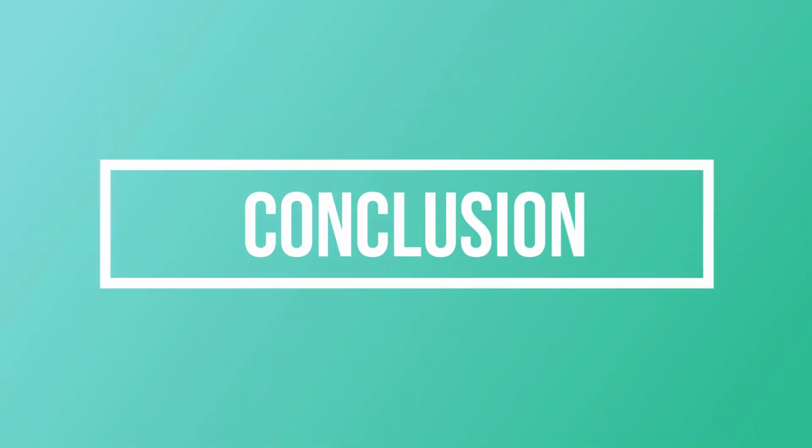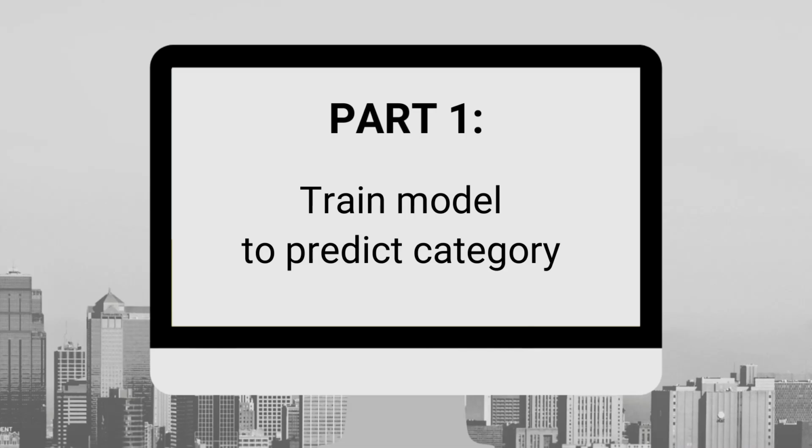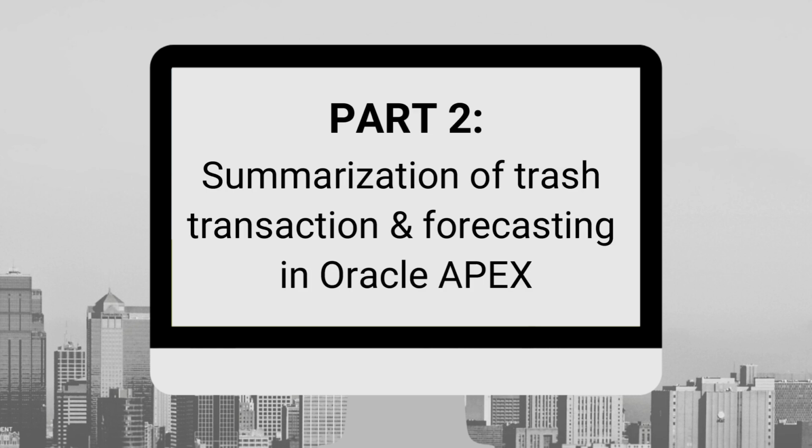In conclusion, we did two parts for this smart city. First, we trained the model to predict the category of the trash using Flask web, and then we did summarization of trash transactions and forecasting in Apex.